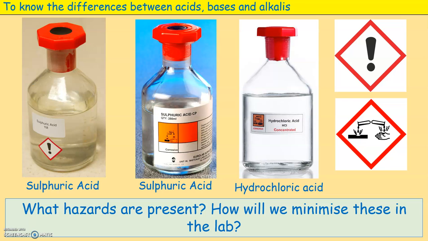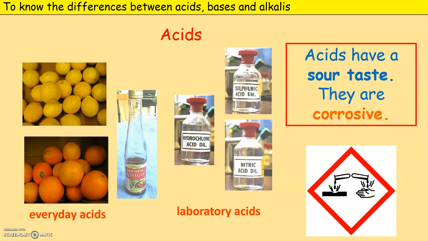Now, I've told you, the question is, what hazards are present in this? I'm sure you could say that they are corrosive and they are irritant. All right. Now, moving on, let's look at different everyday products that have got acid in them. Acid tastes sour, and they are corrosive as well, which is really interesting. So we've got things like lemon, orange, vinegar, and diluted hydrochloric acid, nitric acid and sulfuric acid. They are actually acidic. Obviously, we've got everyday products, and we've got laboratory acids as well.